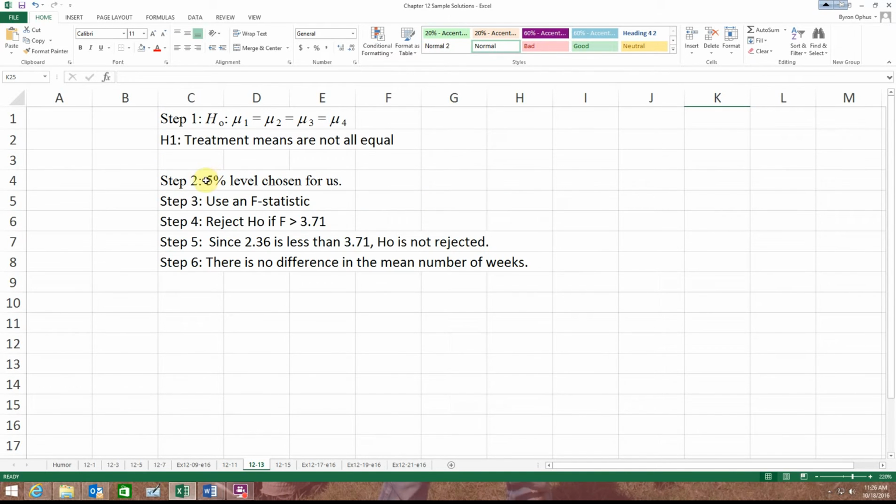Step 2 is the 0.05 level, which was chosen for us. The 0.05, or 5%, level was chosen for us.